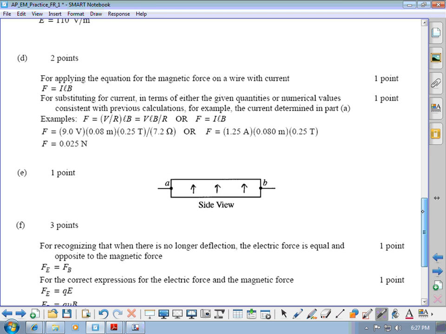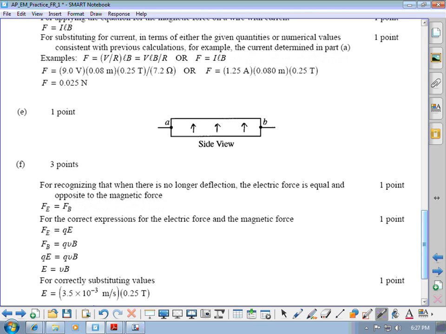Part E was showing that the electric field was up. So there was no explanation for that. You either got it or you didn't. You could have even just guessed on that and gotten credit, even if you didn't know why.